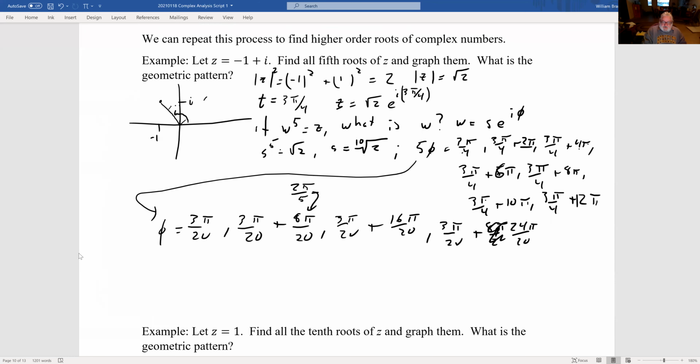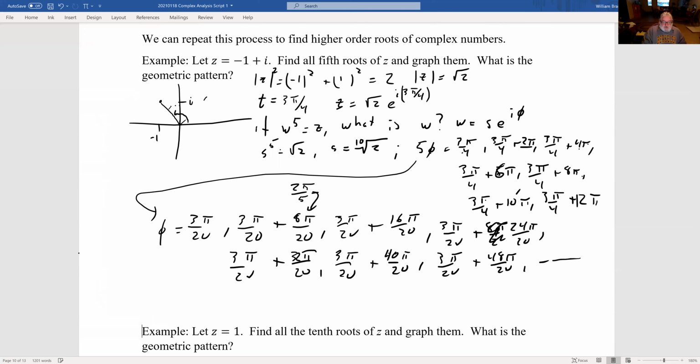That would be my, let's see, my 6 pi over 5, multiply top and bottom by 4. The 8 pi would be 3 pi over 20 plus 32 pi over 20. And then the 10 pi would be 3 pi over 20 plus 10 pi over 5 times 4 on top and bottom, 40 pi over 20. And then we get 3 pi over 20 plus 48 pi over 20. And then, there's a whole bunch of others.